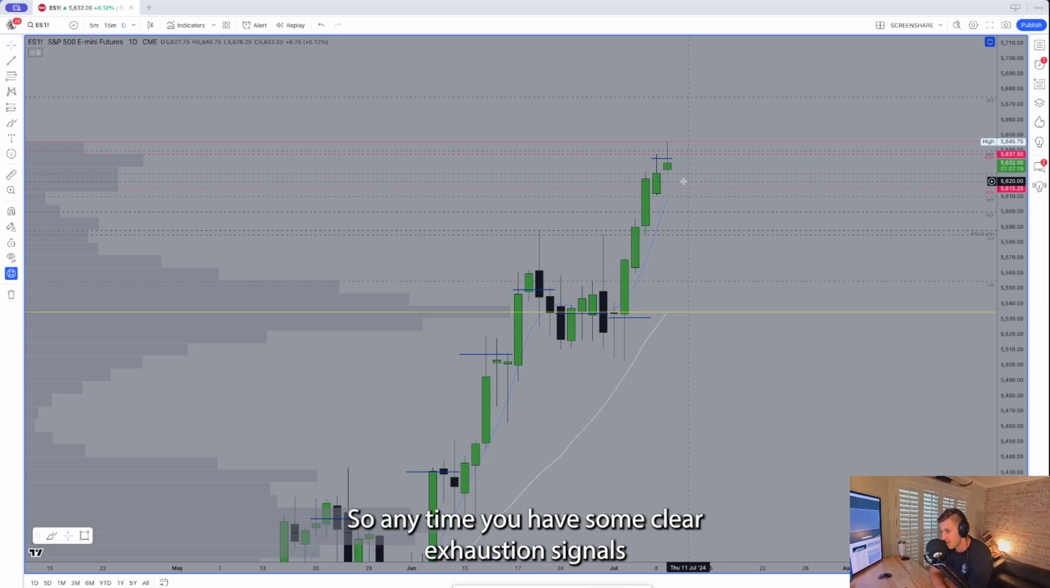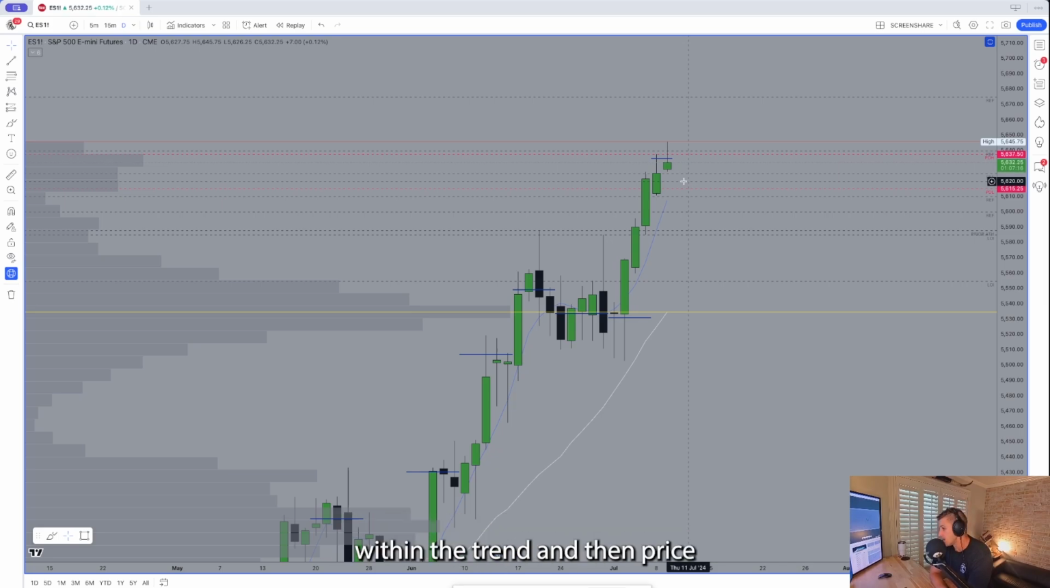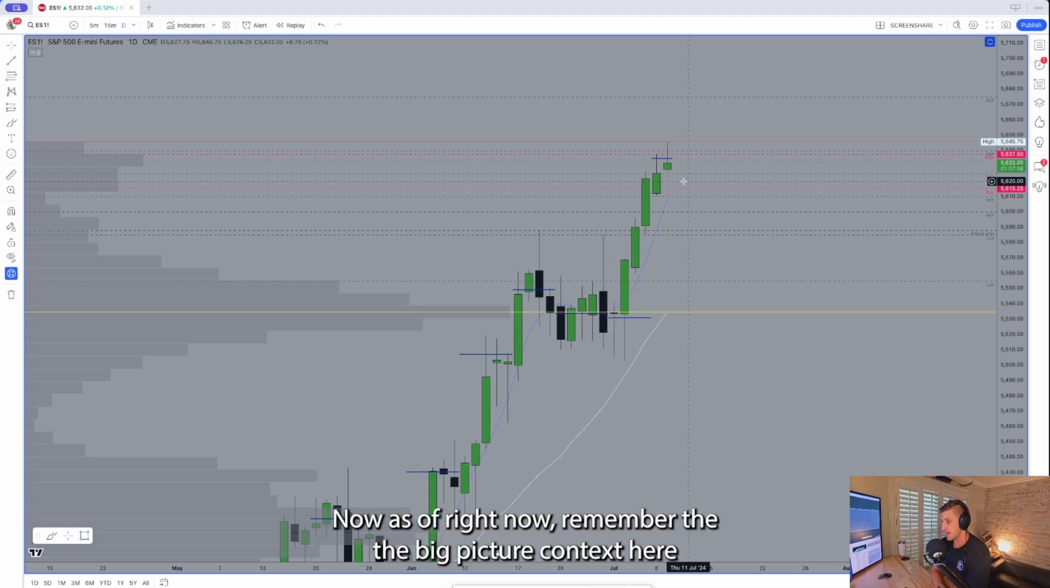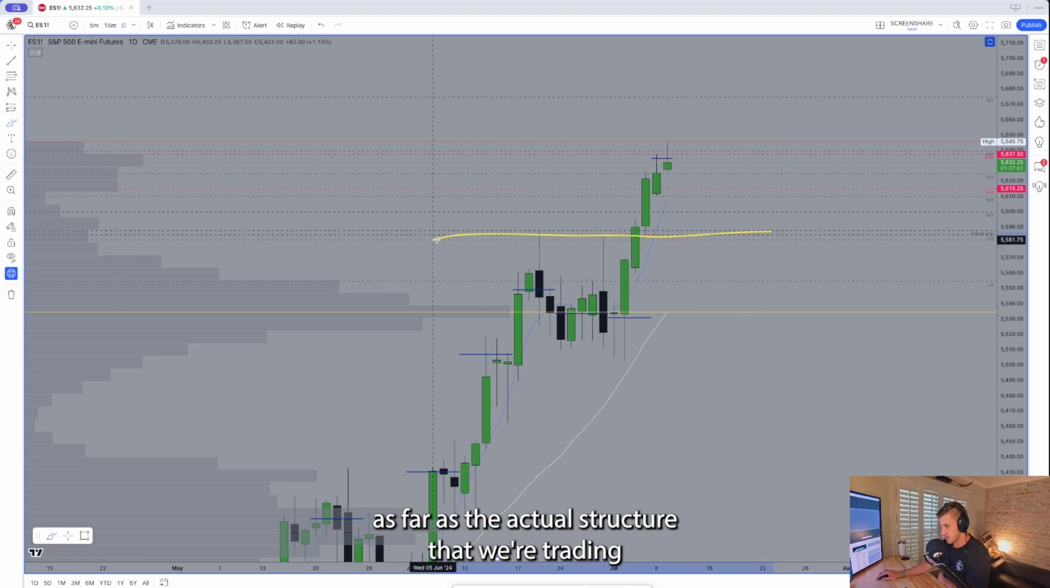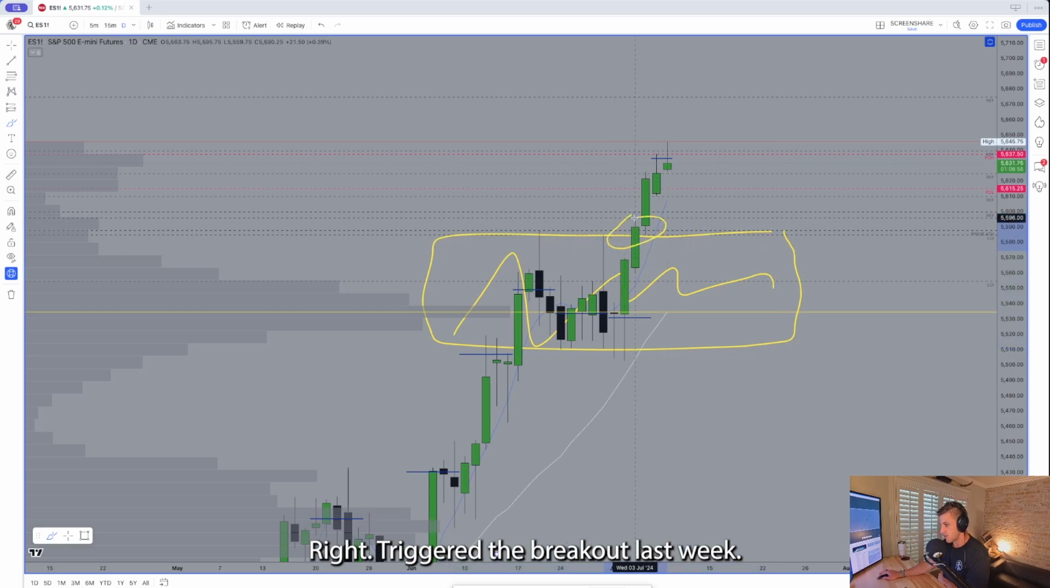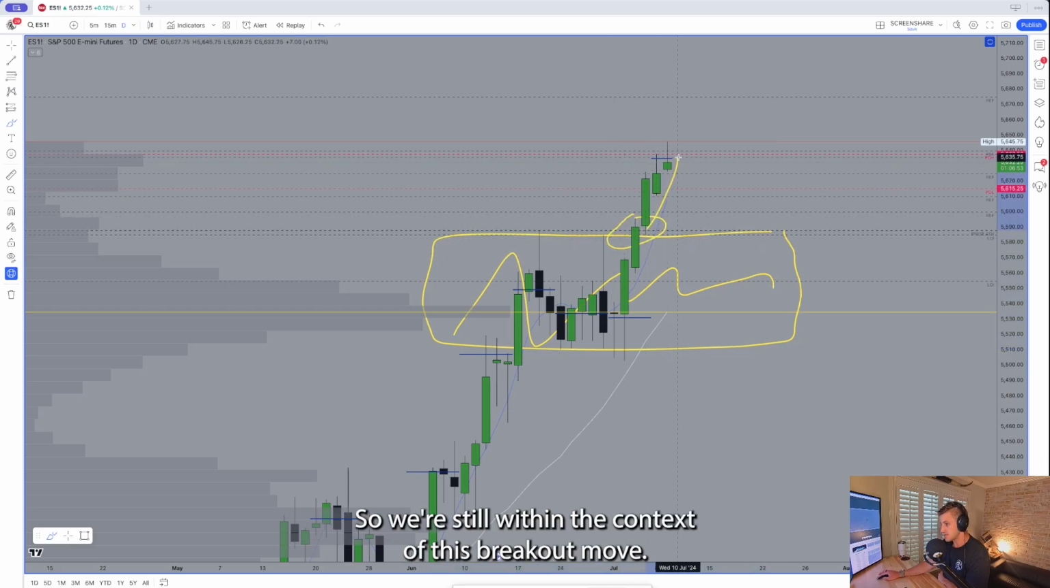So anytime you have some clear exhaustion signals within the trend and then price fails to really show that follow through, that reversal essentially, it really speaks to the strength of the trend. Now, as of right now, remember the big picture context here as far as the actual structure that we're trading. Prior near-term range, 2-week range right through here, right, triggered the breakout last week. So we're still within the context of this breakout move.